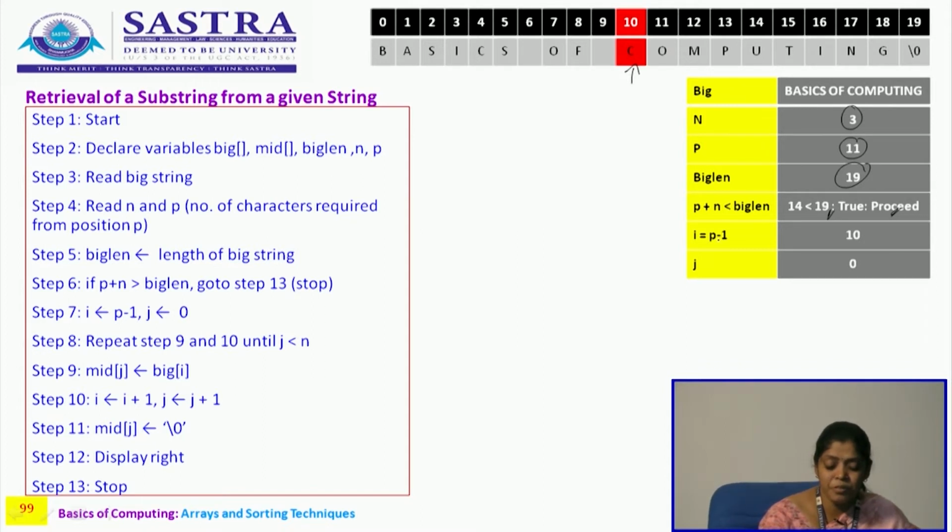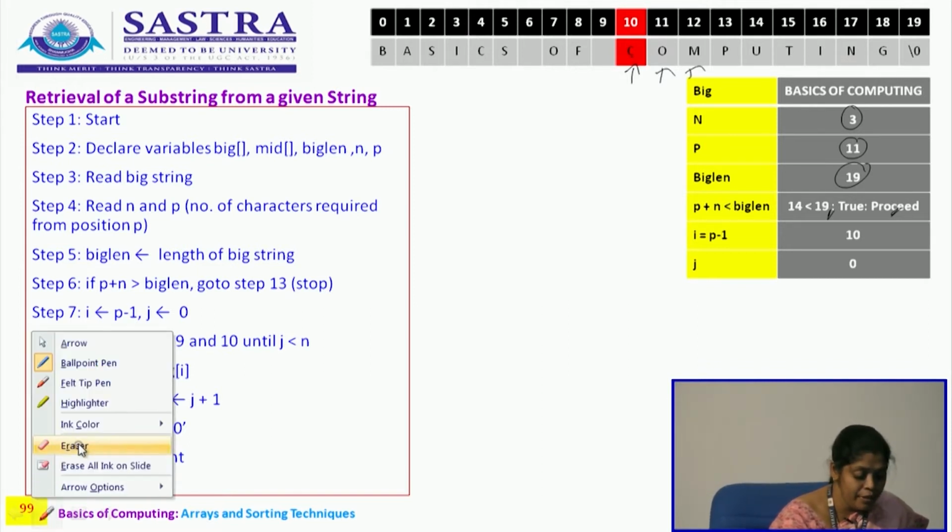I is positioned at p minus 1, that means I is exactly pointing to the place from where we have to retrieve. So, how many times we have to take a copy? 3 times. Each time you have to increment the I value by 1 step. So, that is what is going to happen here.